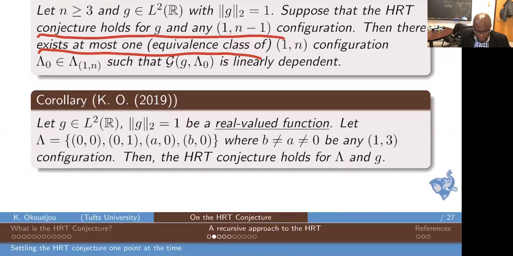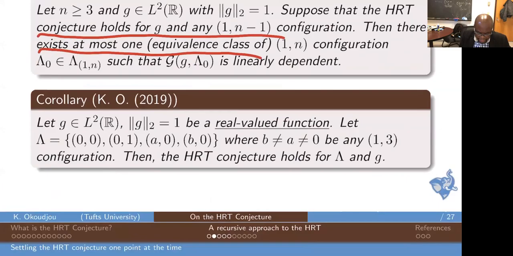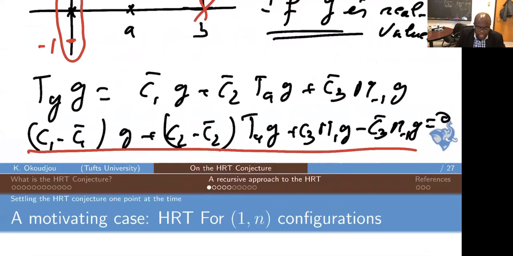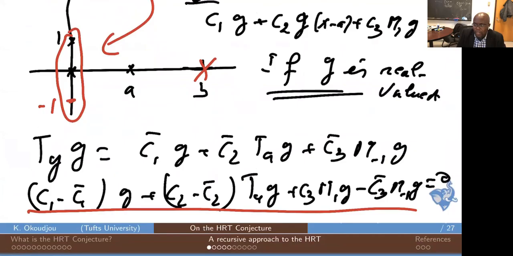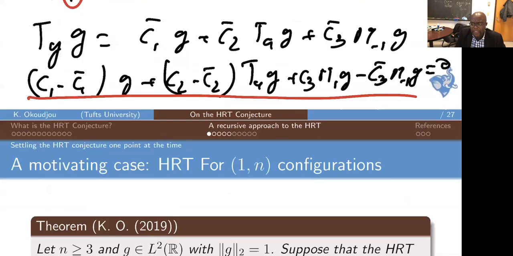And the motivating example that I just gave you shows the following corollary, that if you assume that the function is real valued, then the HRT conjecture is actually true for all one-three configuration. So there exists no bad one-three configuration if you allow your function to be real valued. And the proof is essentially in the picture that I just drew here. If that was the case, you can get back to the case that you already know the HRT conjecture is true.